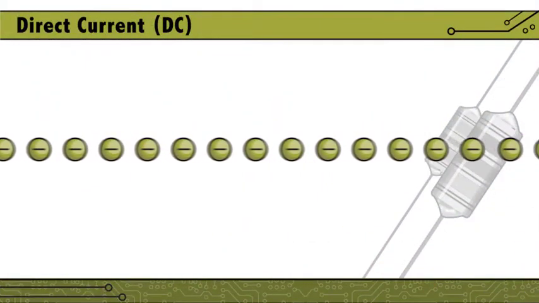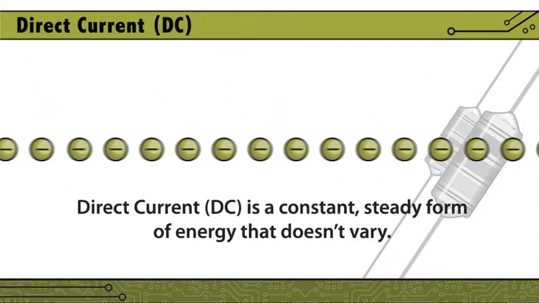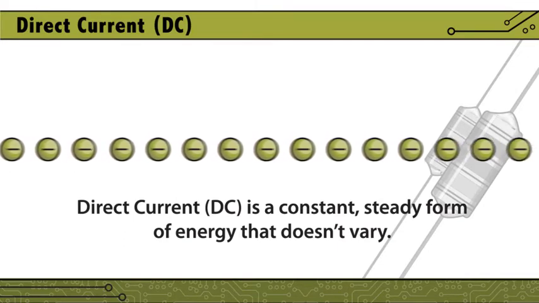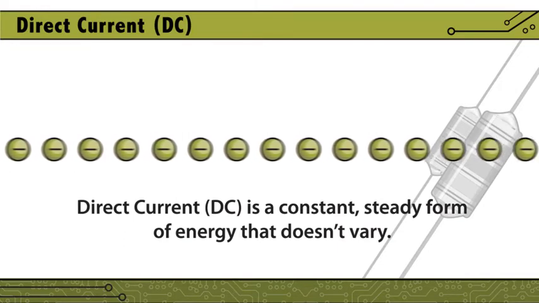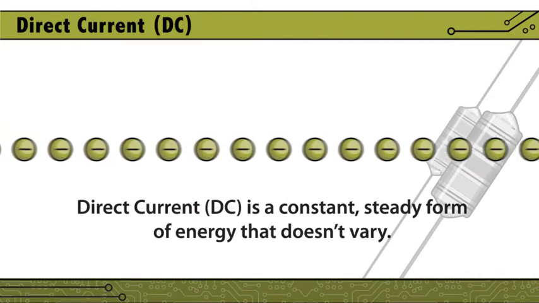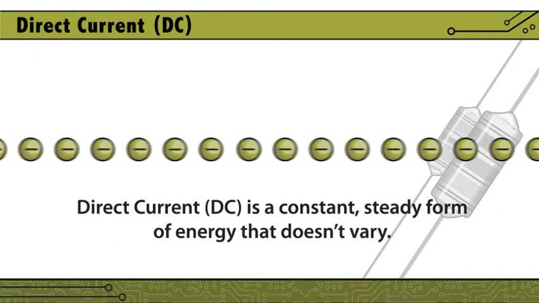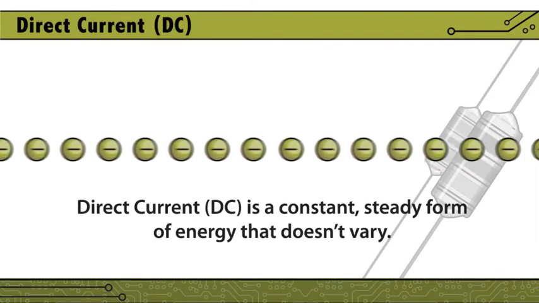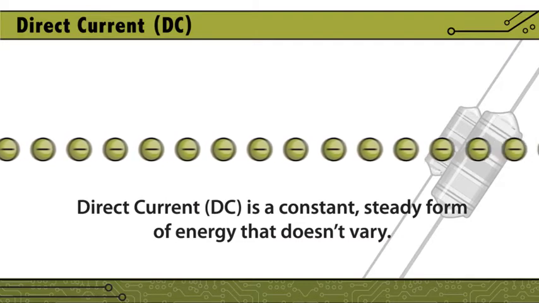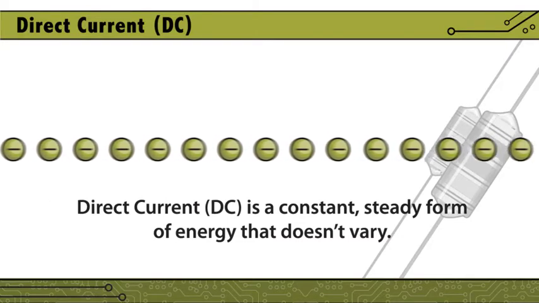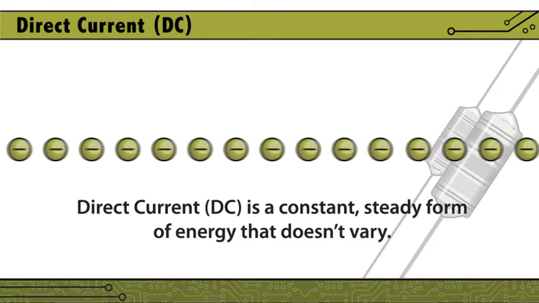And DC voltage is a constant, steady form of energy that doesn't vary, in that it has the ability to do the most work inside of those various devices in which they are required. It gives that mobility to the device also, so that it has that energy source without being plugged into a wall.